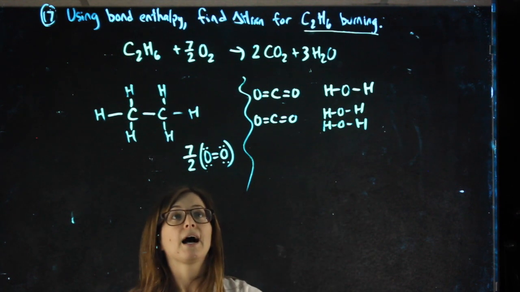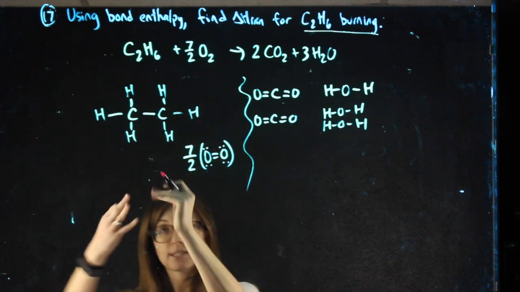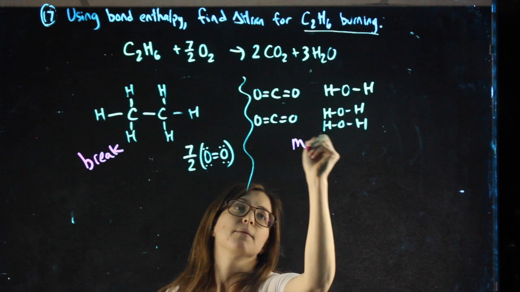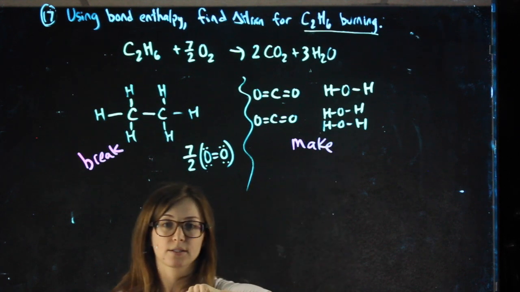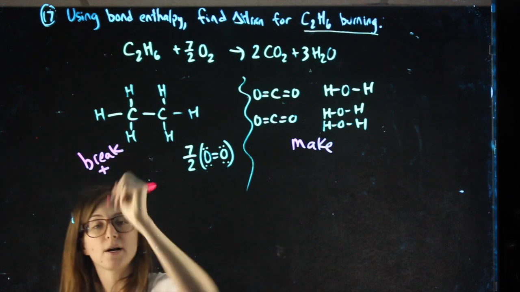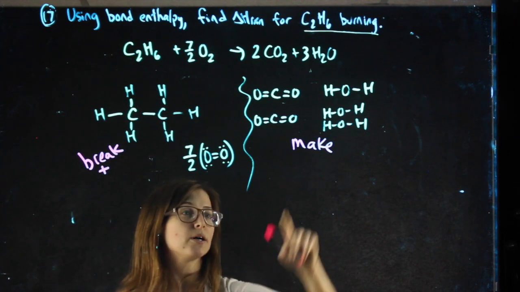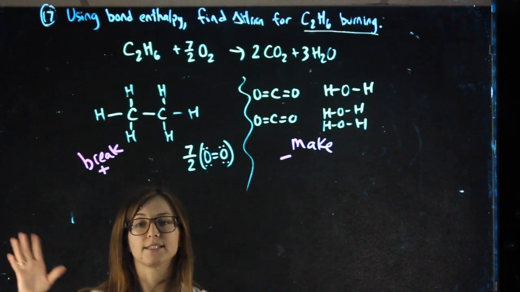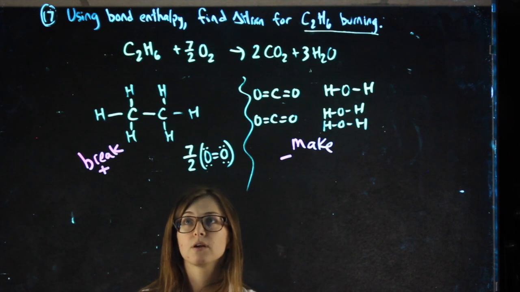Now, looking at bonds that I'm breaking, I'm always going to break the bonds of the reactants. I'm always going to make the bonds of the products. That matters because breaking will end up positive. I have to put energy in to break those bonds. Making will end up negative. I have to release energy to make those bonds.